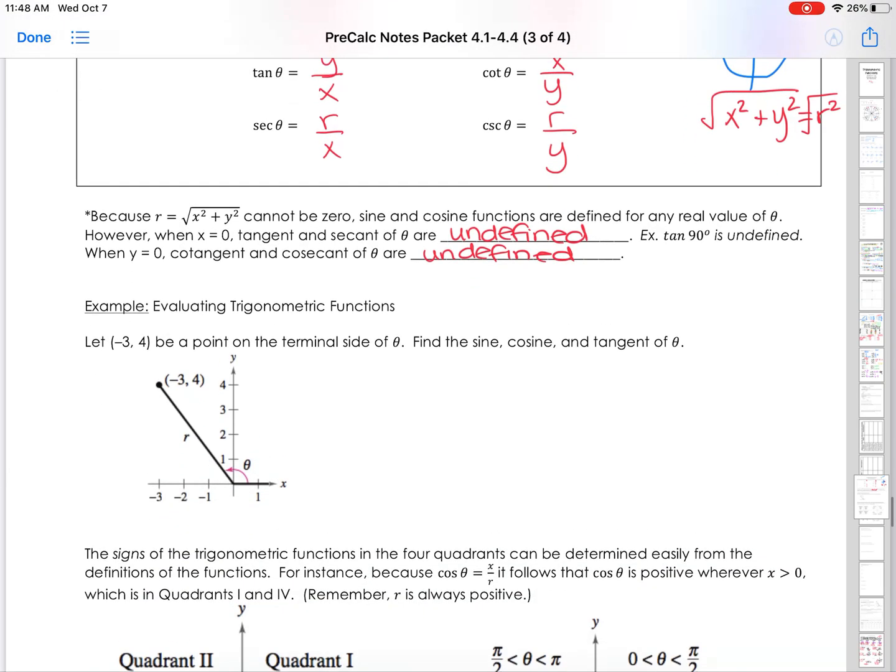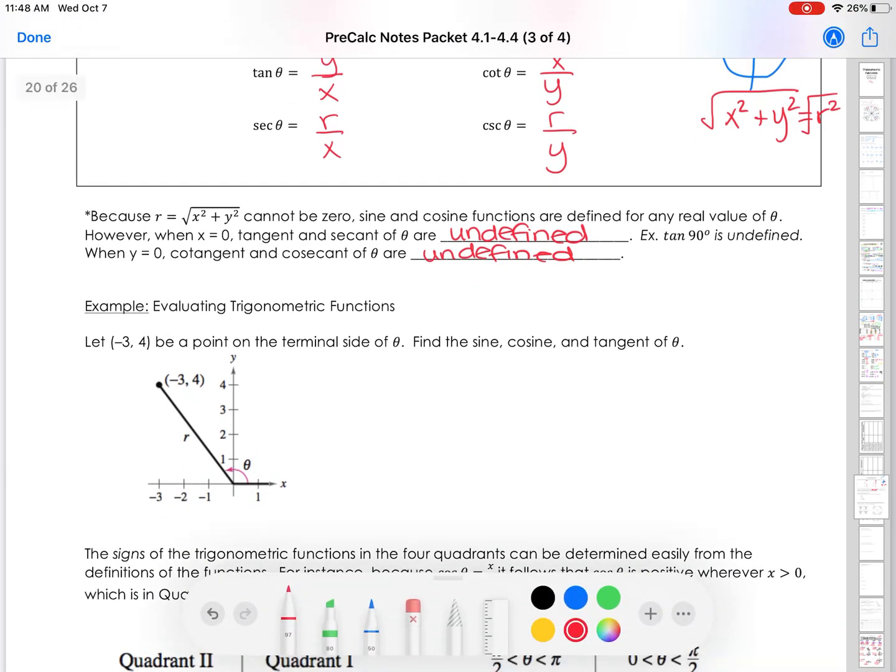So let's take a look. We're going to start with this point. We're going to be given some random point. Here's angle theta. We don't necessarily know what it is, but we have this point at (-3, 4). So what we're going to do is find sine, cosine, and tangent given this information.